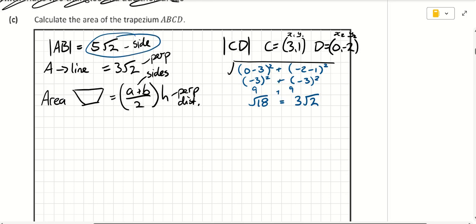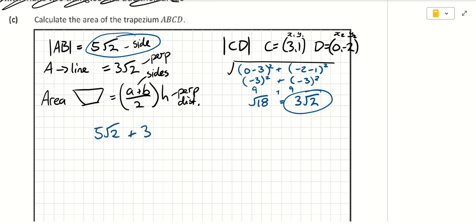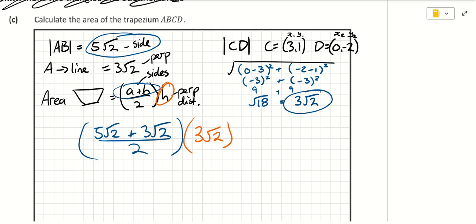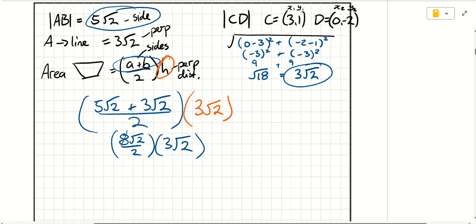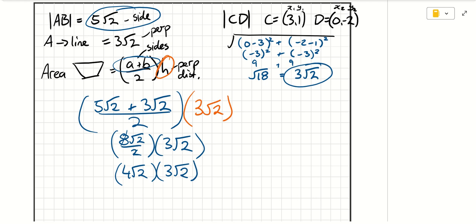So we need to add the two sides on the top. We can do 5 root 2 plus 3 root 2 on the top. That's our A plus B, and then on the bottom, all over 2. So that's in the bracket. Then we multiply it by h, the perpendicular distance, so that is 3 root 2, which we have from earlier on. So we get 8 root 2 over 2 times 3 root 2. Then 8 divided by 2 gives you 4 root 2 times 3 root 2.